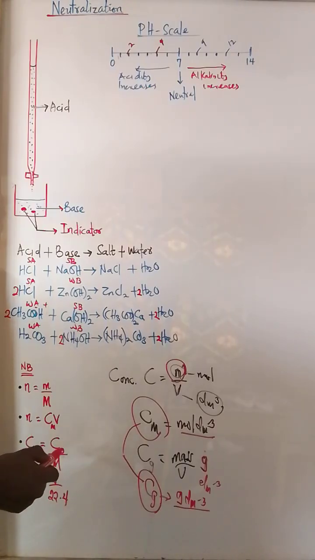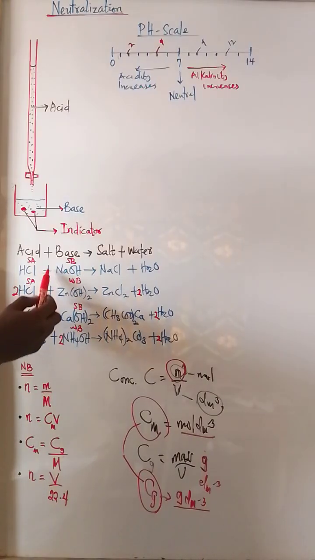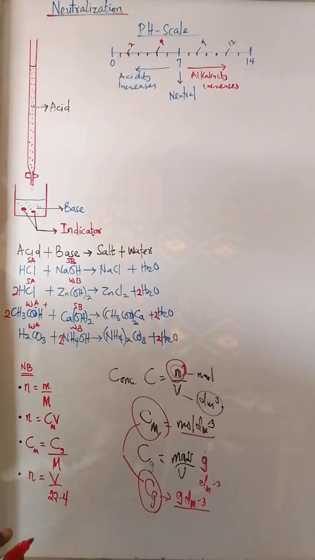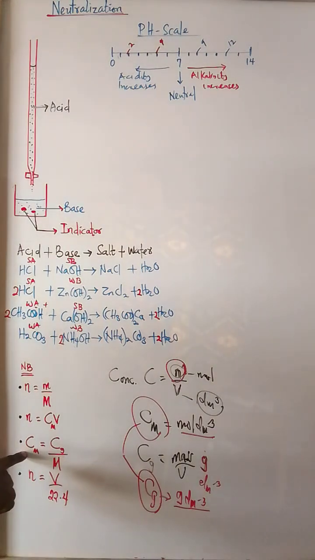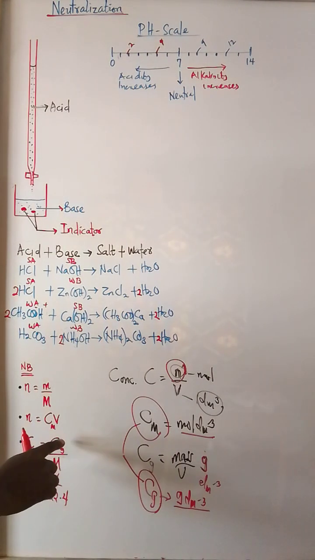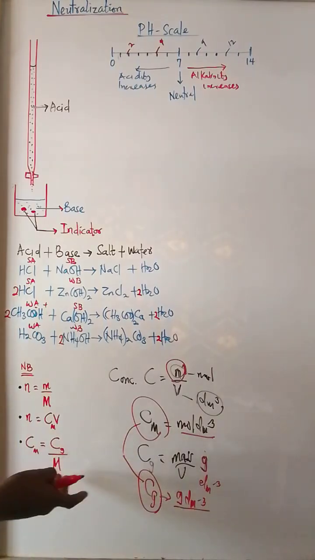So whenever you are given mass concentration, and you know the molar mass of a particular compound, we can get the molar concentration. For example, for this sodium hydroxide, we can look for its molar mass. So if you know its mass concentration in a particular solution, we can look for the molar concentration. So we can say concentration in mole per dm cube equals concentration in gram per dm cube divided by molar mass.